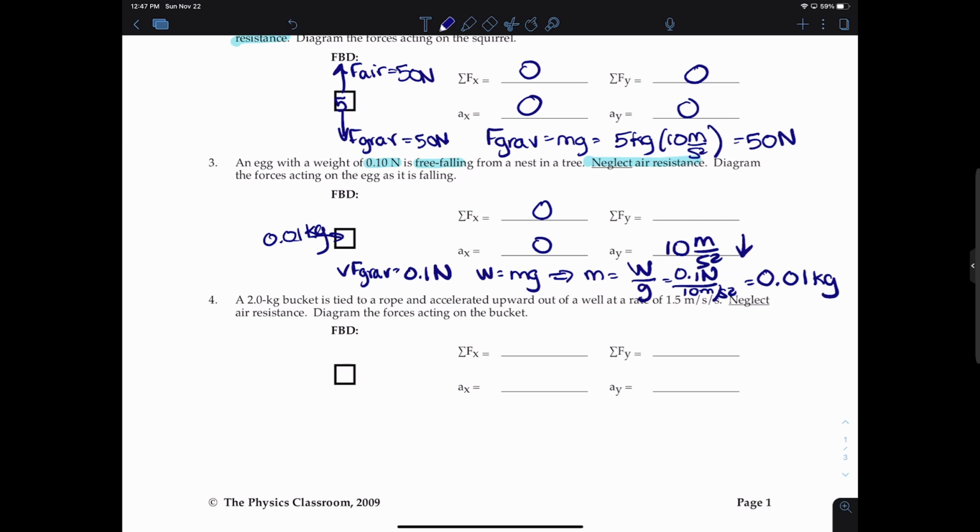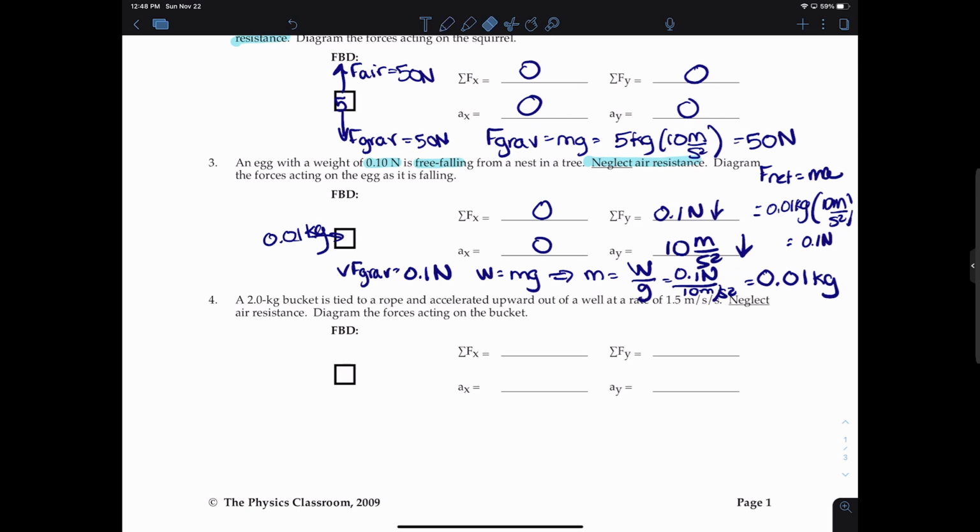So for our net force, we're going to have to solve using Newton's second law of motion. We've got net force equals m times a. So the mass here is equal to 0.01 kilograms, and the acceleration is 10 meters per second squared. And so we are going to get 0.1 newtons.